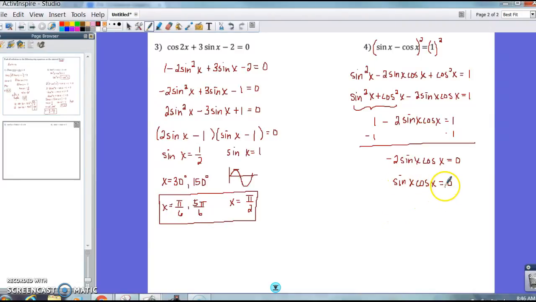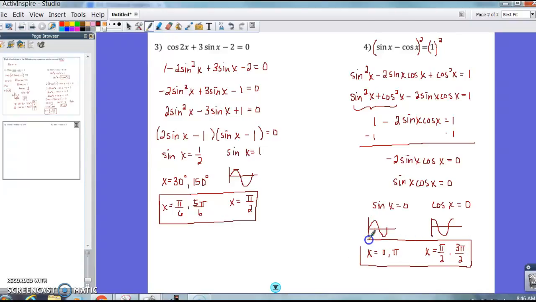So in order for the product of these to be equal to 0, that means either the sine is going to be 0 or cosine is going to be 0. And we can look at both of those cases, right? So sine is going to be 0 at 0, pi, and 2 pi, but remember we can't include 2 pi. And cosine is going to be 0 at pi/2 and 3 pi/2. And those would be your answers there.